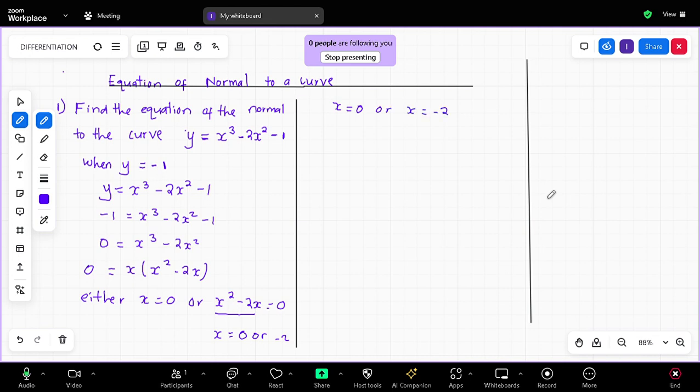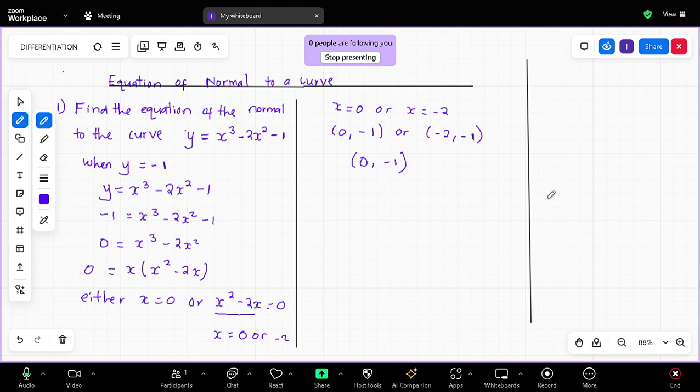Now the coordinates are going to be two: (0, -1), where the x is 0 and the y coordinate is -1, or (-2, -1). That is the first part, getting the coordinates. Now for the equation of the normal, we first find the gradient function. Let us start with the point (0, -1).